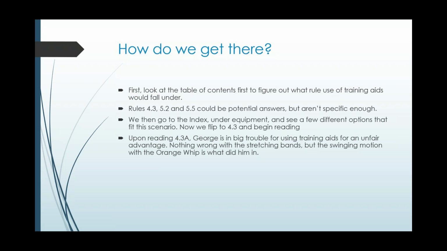Normally, we would interpret that George is in trouble for using a training aid to gain an unfair advantage. That's blatantly what happened. You know, he's using the orange whip to make full swings while the rest of the field did not have that capability.